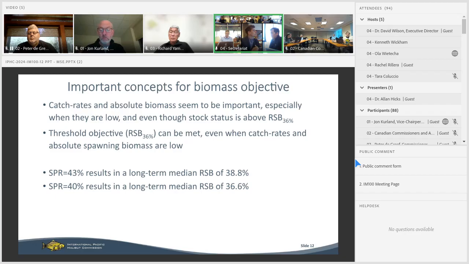Some other concepts are when fishing at SPR 43% in the long term, so consistently fishing at that level, the stock would fluctuate around a relative spawning biomass of about 38.8%. It would be below that half of the time and above that half of the time. And then fishing at an SPR of 40% would put that stock right around the B36%, 50% or more of the time.